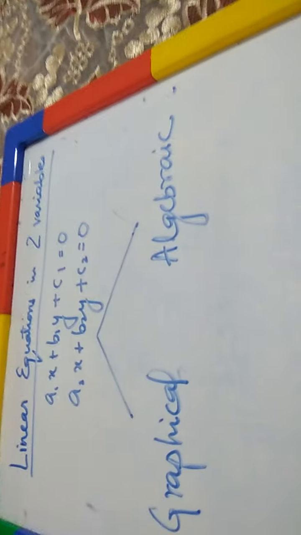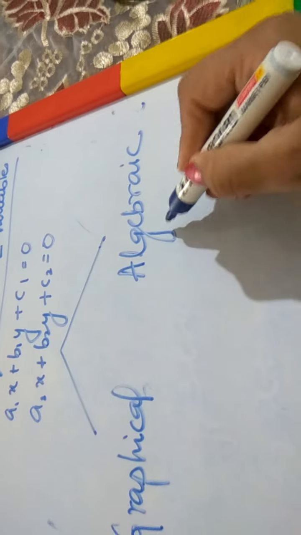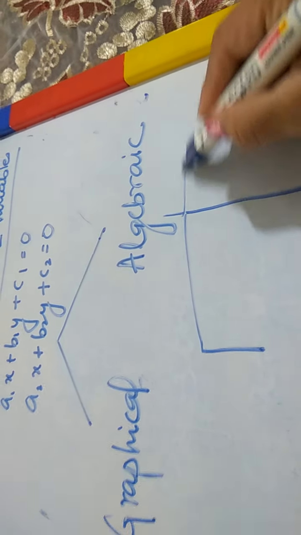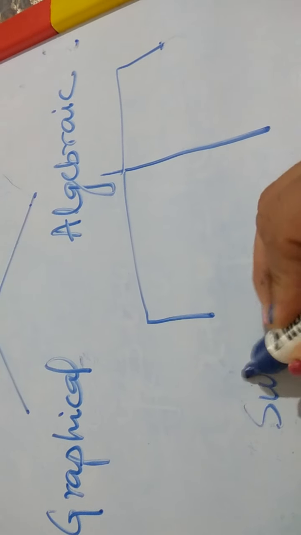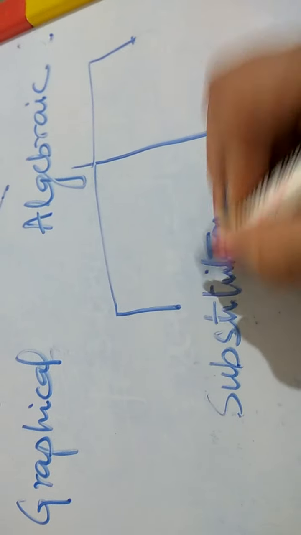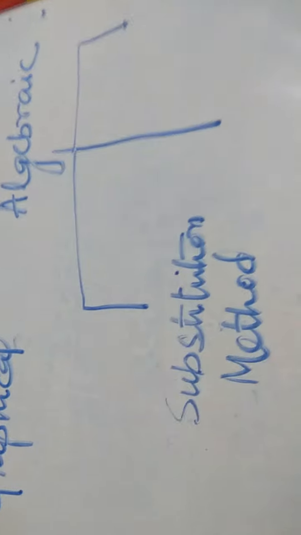Now I will tell you how many algebraic methods we have for solving the system of equations. There are three methods. The first method is substitution method, and this method you are already familiar with and already using it.